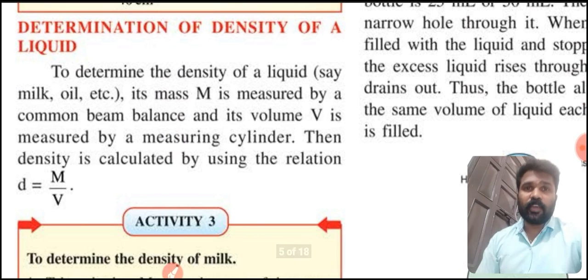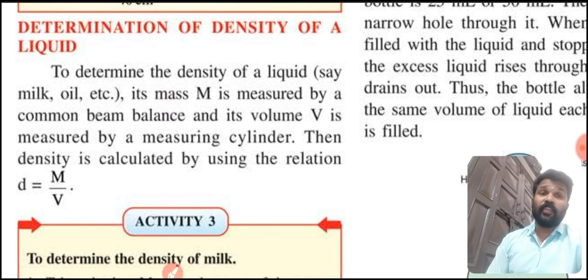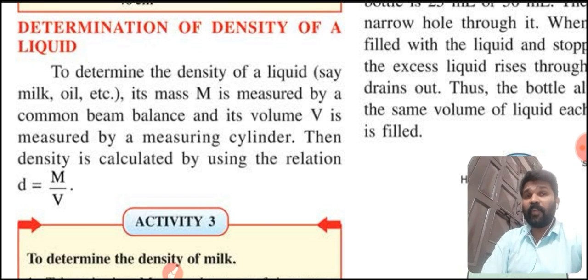Now we are going to discuss the determination of density of a liquid. The determination of density of a solid we have discussed. First we found the mass by the beam balance, then volume we found out by the first activity, by the measuring cylinder directly, then next one by using the Eureka can. Okay, you understood now? Now we are going to discuss the determination of density of a liquid.